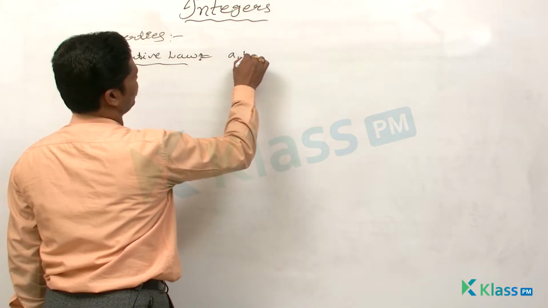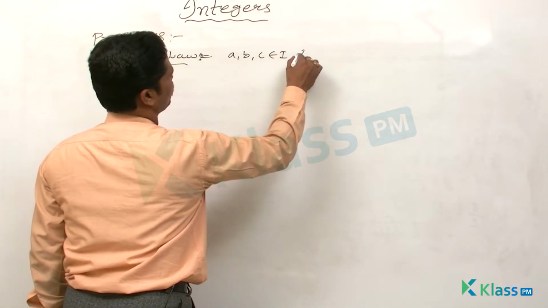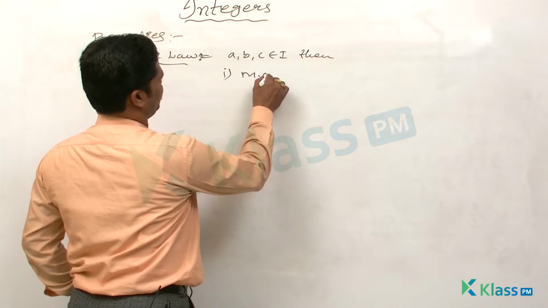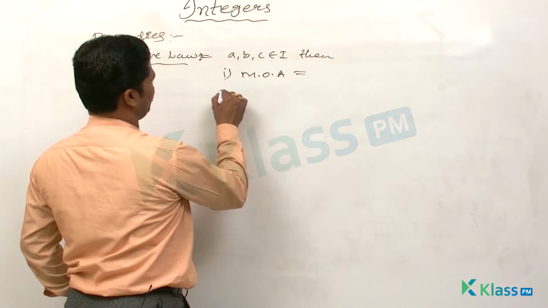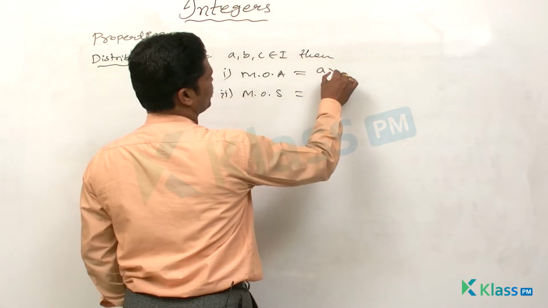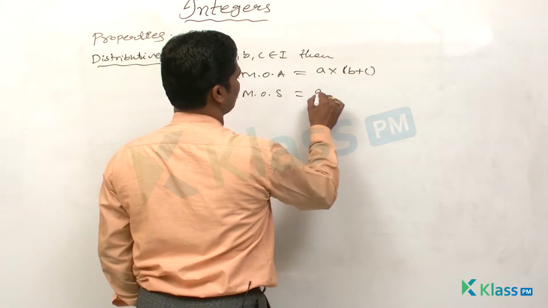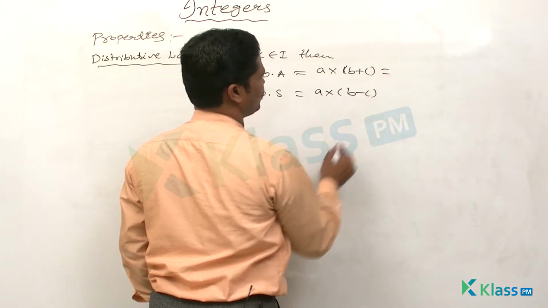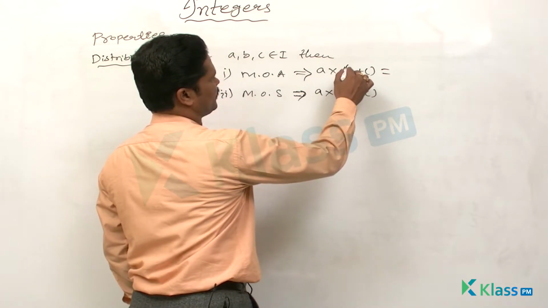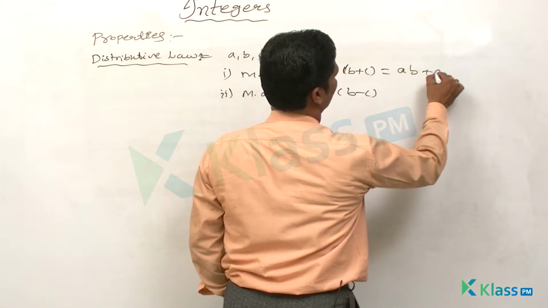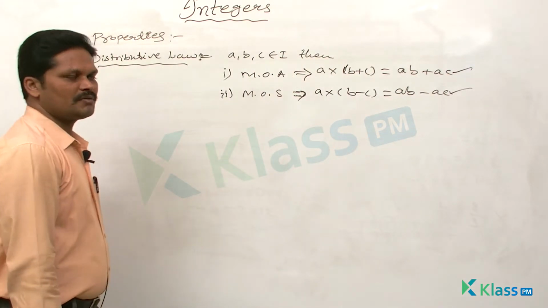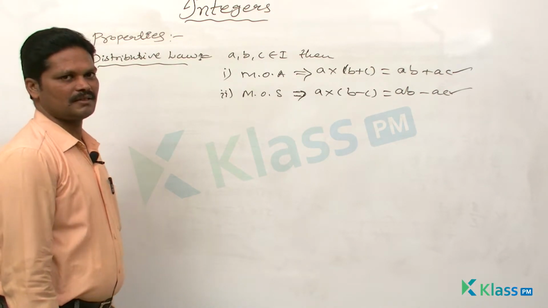Here we have A, B, C as three integers. Then we have two situations here. One is multiplication over addition, and the second one is multiplication over subtraction. How? A into B plus C, A into B minus C. These are the two conditions. We are extending, distributing: AB plus AC and AB minus AC. These are the two conditions that satisfy the distributive property in the integers.